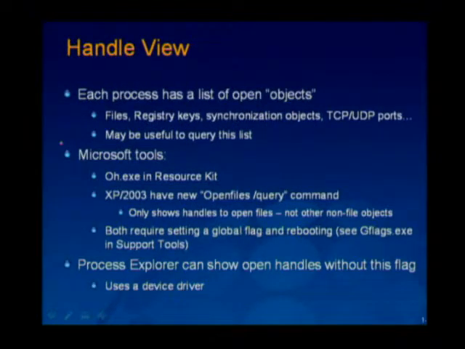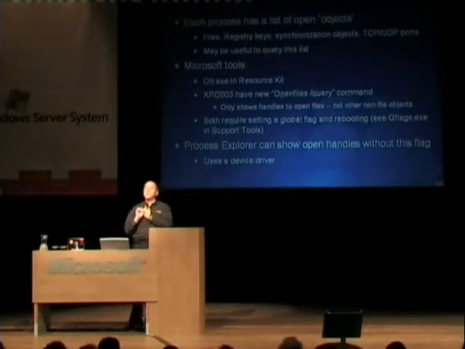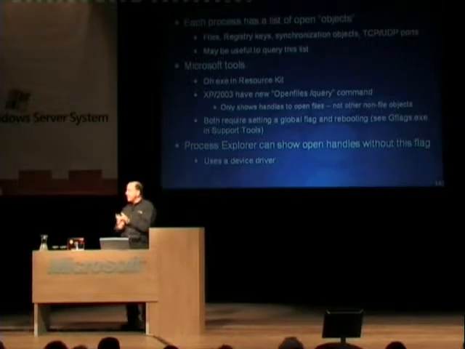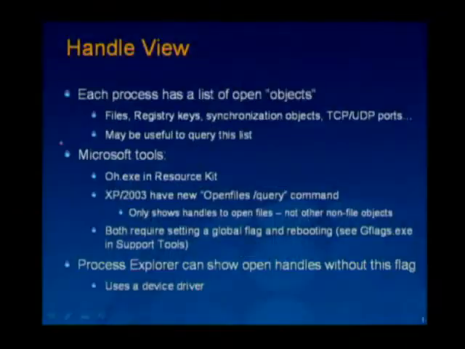I mentioned there were 3 basic pieces of state that comprise a process: the private memory, the security or access token. This was the third, the handle table. Every process has a list of the open resources or handles, and those could be files, folders, registry keys, handles to devices like the COM port or the serial port, parallel port, maybe TCP or UDP endpoints. And it might be useful to query this list to understand what resources the process has its fingers on. There's a couple of ways to do that. There's some tools that Microsoft provides.